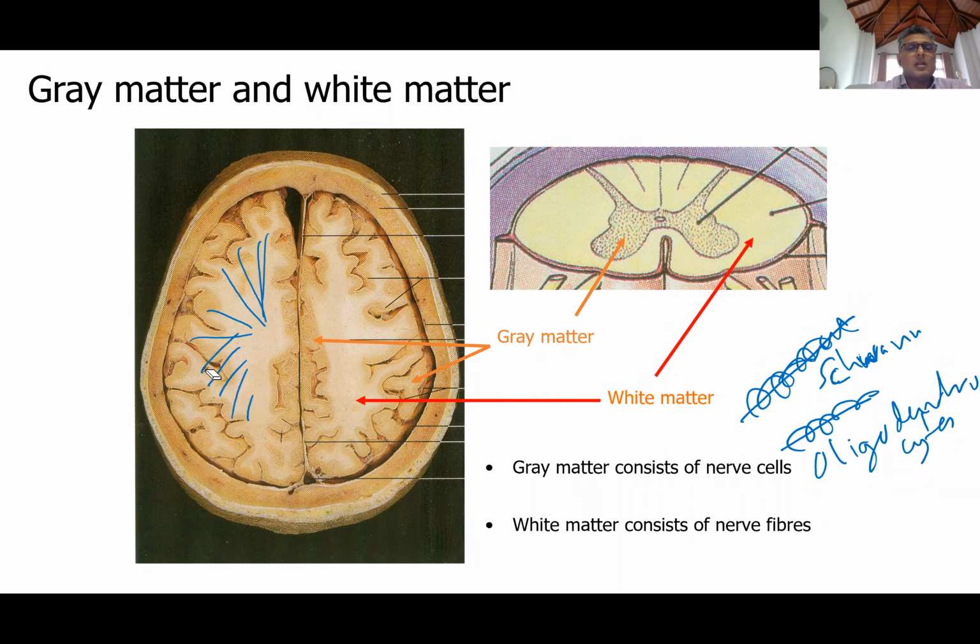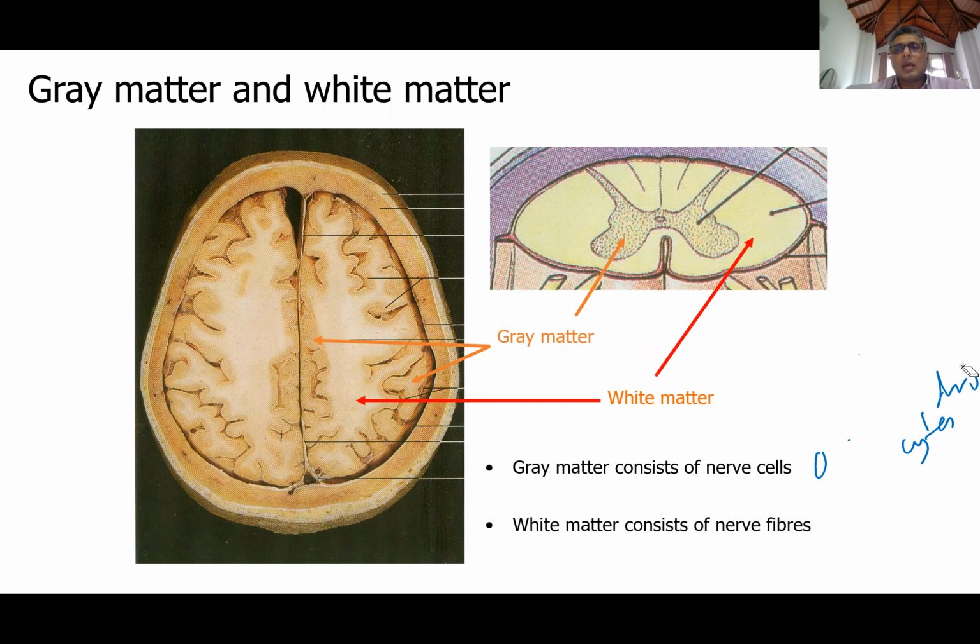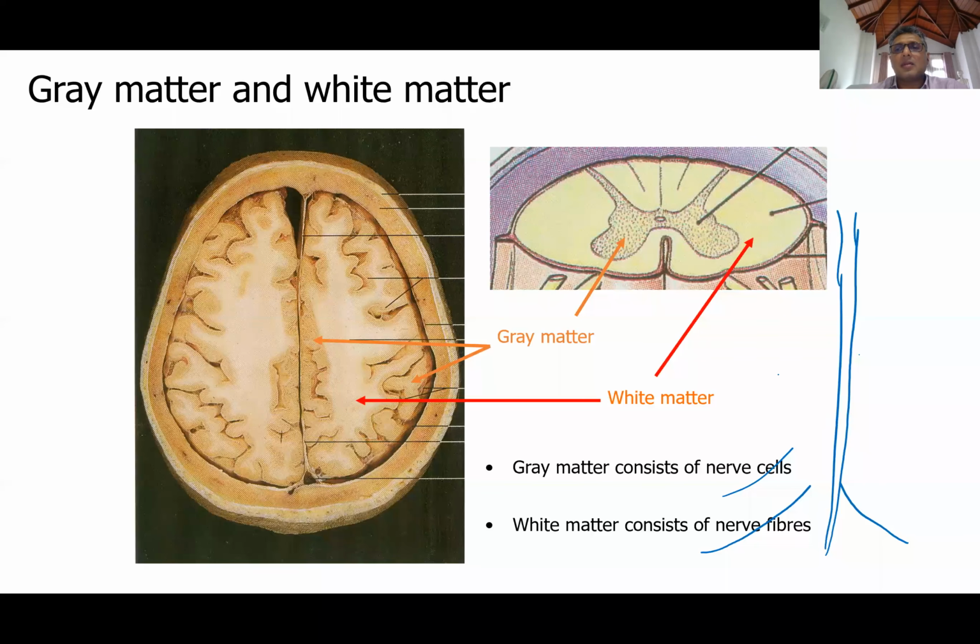And when it comes to the spinal cord, it's the opposite. Gray matter lies inside the spinal cord. White matter lies outside in the spinal cord. Again, it makes sense because when the spinal cord goes up like this, you get nerve fibers coming from the foot, leg, thighs, and trunk, and then from the upper limbs and all that.